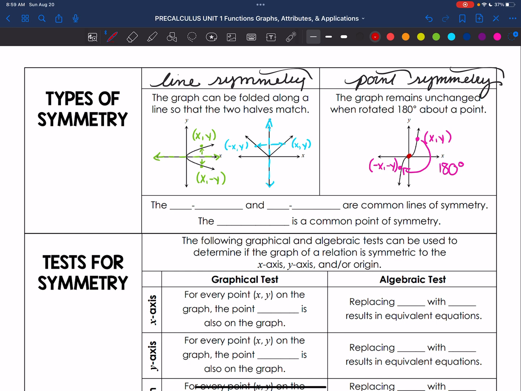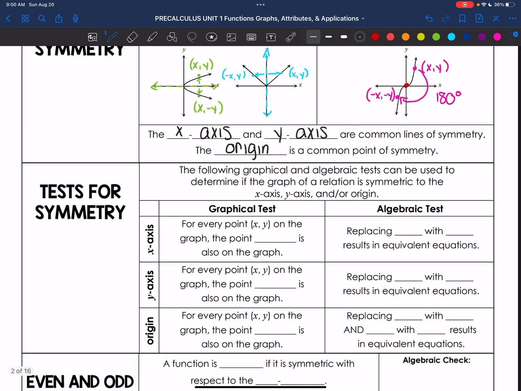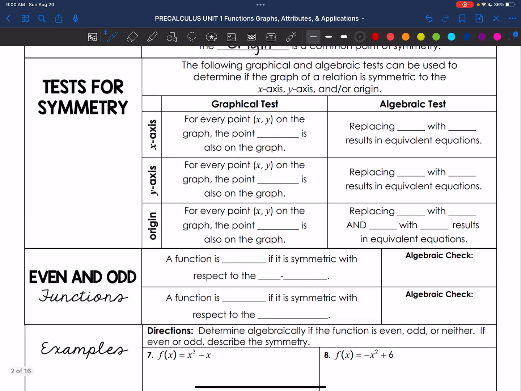So let's move down here to kind of a synopsis. The x-axis and the y-axis are common lines of symmetry, and the origin, like I was just mentioning, is a common point of symmetry when you're talking about that rotational symmetry. Now, how can we test for symmetry if we don't have just the graphs to look at? It's easy to see when you have a graph, but how can we test for it otherwise?